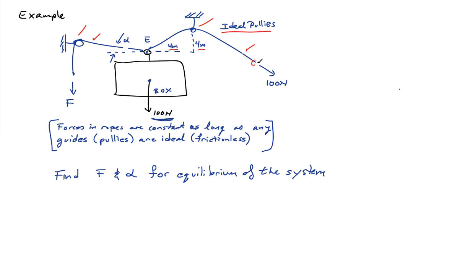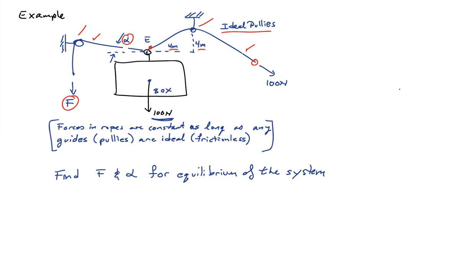So if I pull on this end over here with 100 newtons, that means I'm pulling on this other end also with 100 newtons. We'll prove a little bit later that this in fact is true, but right now let's just assume that as a fact. In this problem, what I'd like to do is find the angle alpha and the force F in the second rope for the system to be in equilibrium.